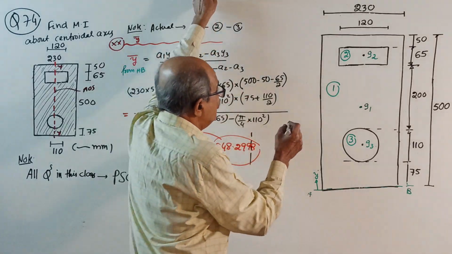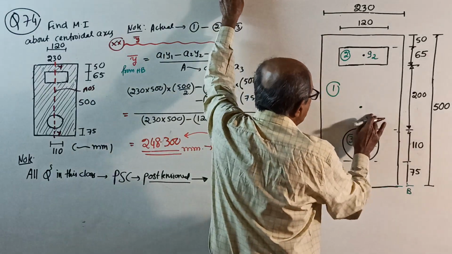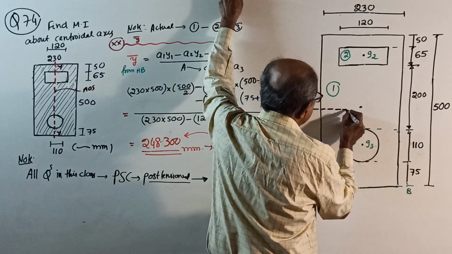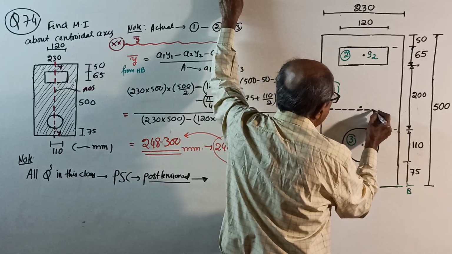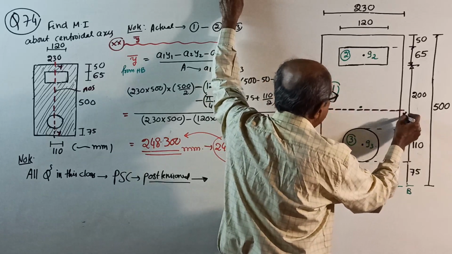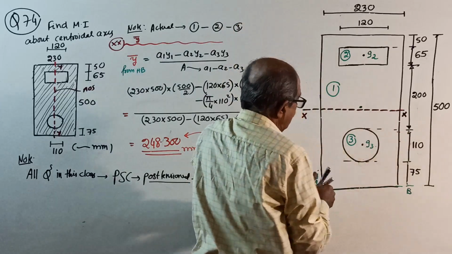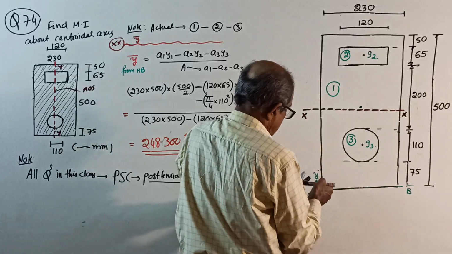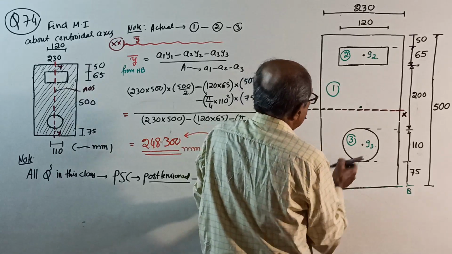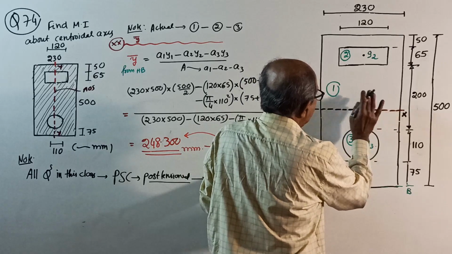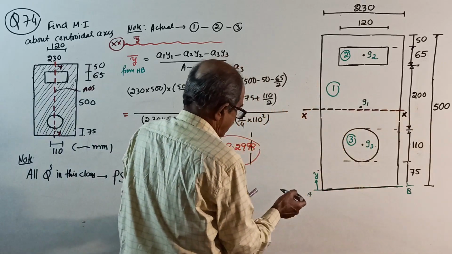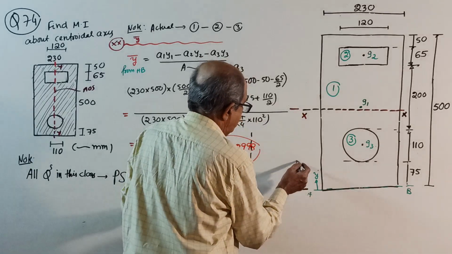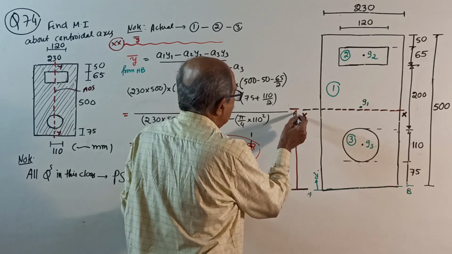Very minutely, somewhere here, in red color, this is your x-axis. Now I will mark G1 because it was disturbing me. Now from here to here, this is your y bar. How much?